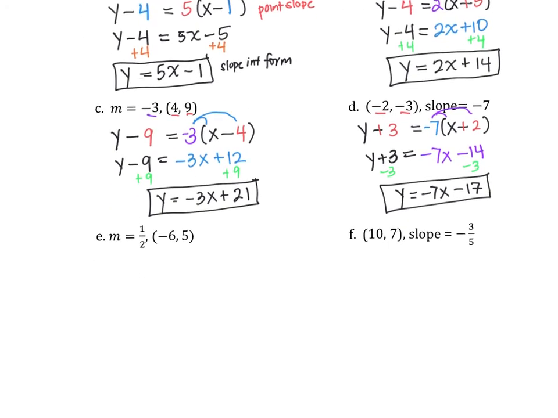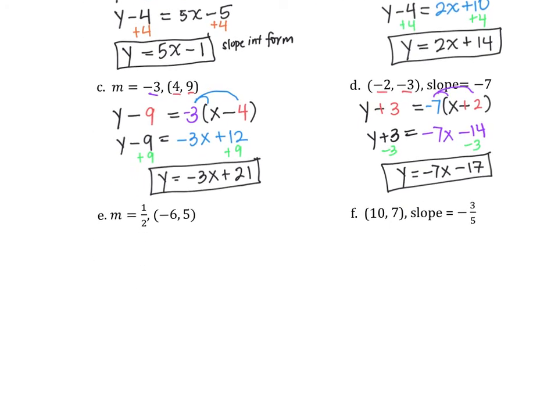And the last two we're going to do have fractions. But the setup is hopefully easy now. So I got y minus 5 equals 1/2, parentheses x plus 6. But I have to change it to slope-intercept form.